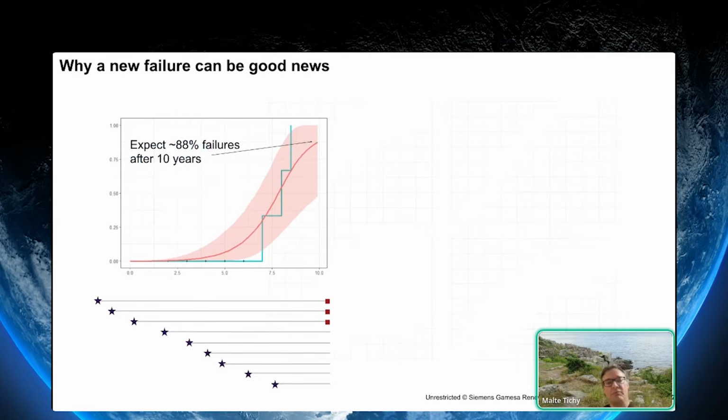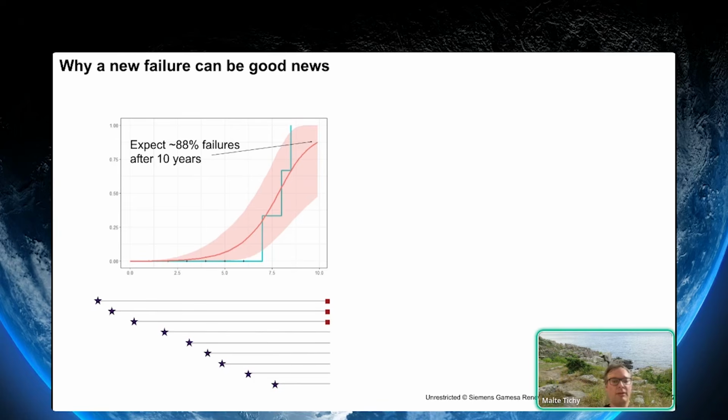We also sometimes find unexpected behavior in these situations. For example, in certain situations, a new failure can actually be good news. Imagine you are in this situation here. You have 9 units, you have observed 3 failures, you have a certain Weibull model, and you do a Bayesian fit, and you expect 88% of failures after 10 years according to that fit, because you have these 3 failures that come at around 7 to 9 years of age or so.